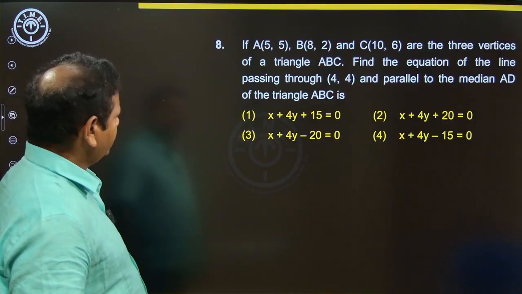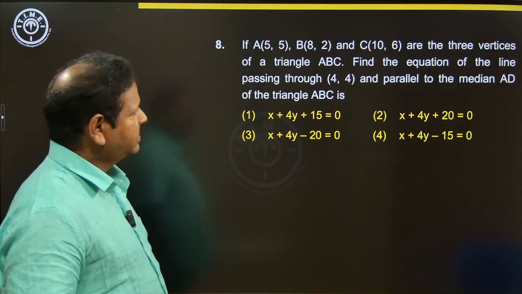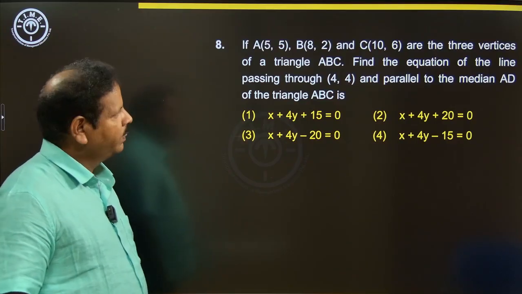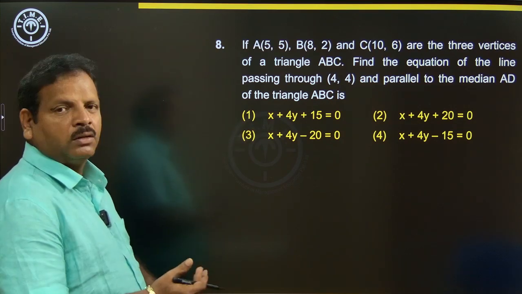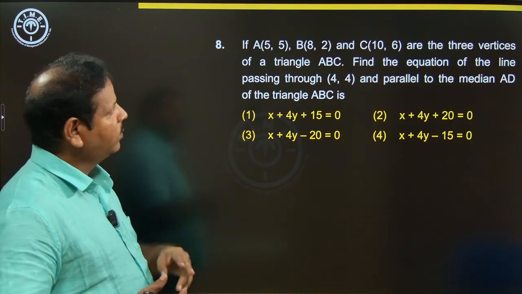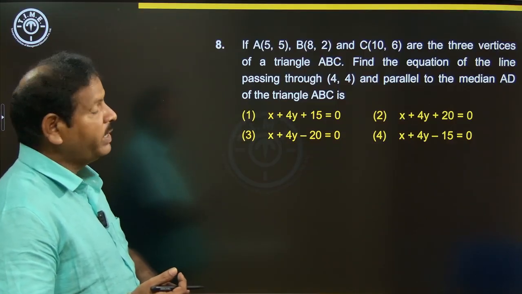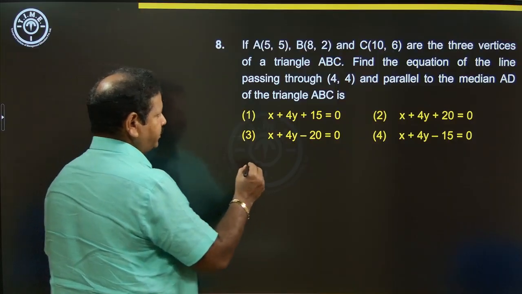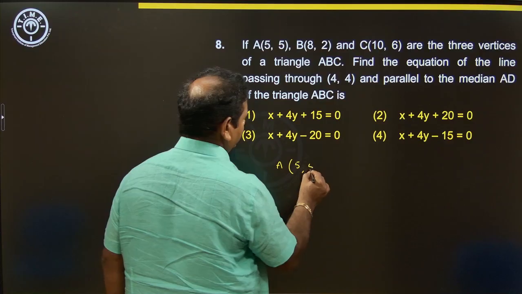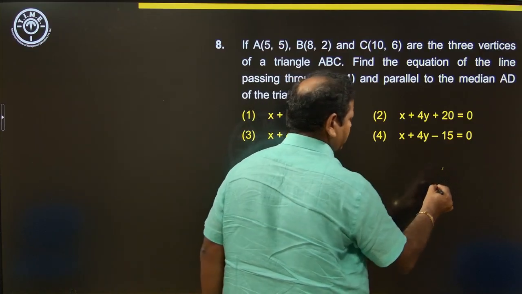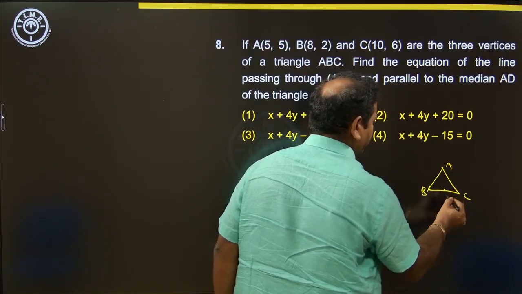Now, A (5, 5), B (8, 2), and C (10, 6) are three vertices of triangle ABC. Find the equation of the line passing through (4, 4) and parallel to the median AD. Parallel to the median AD. A we know. What is A? (5, 5). So the triangle is like ABC. AD is the median.